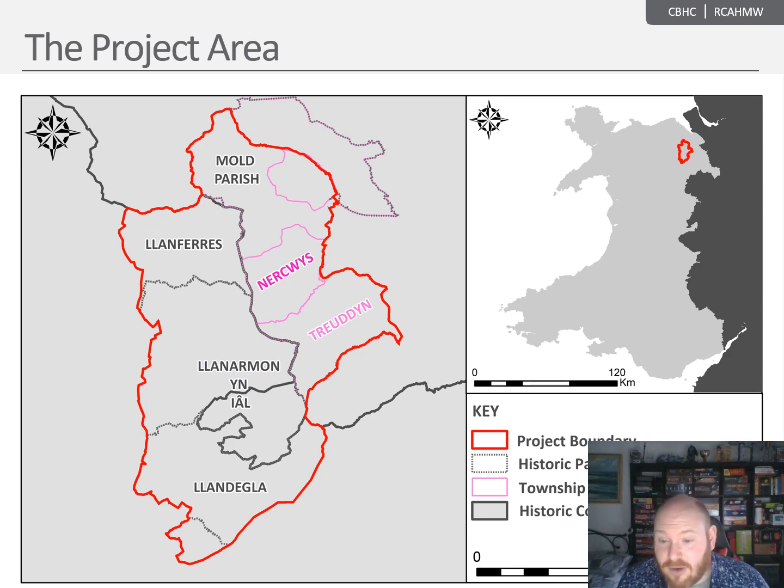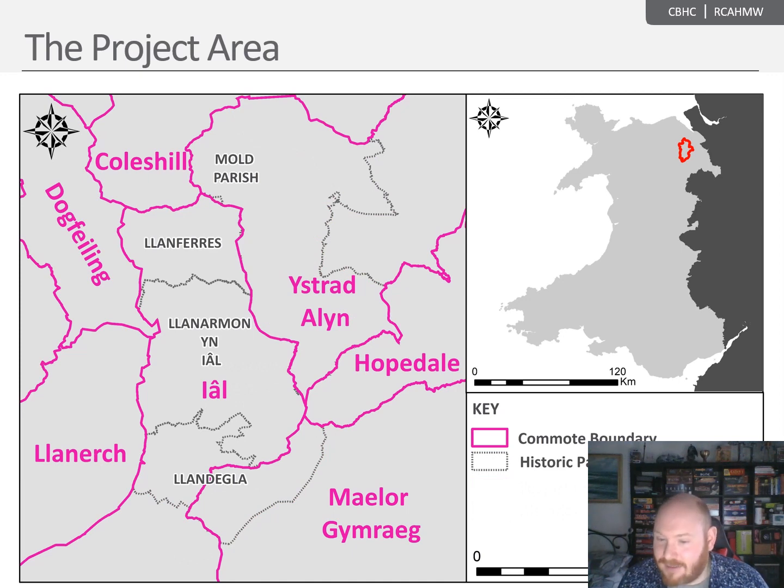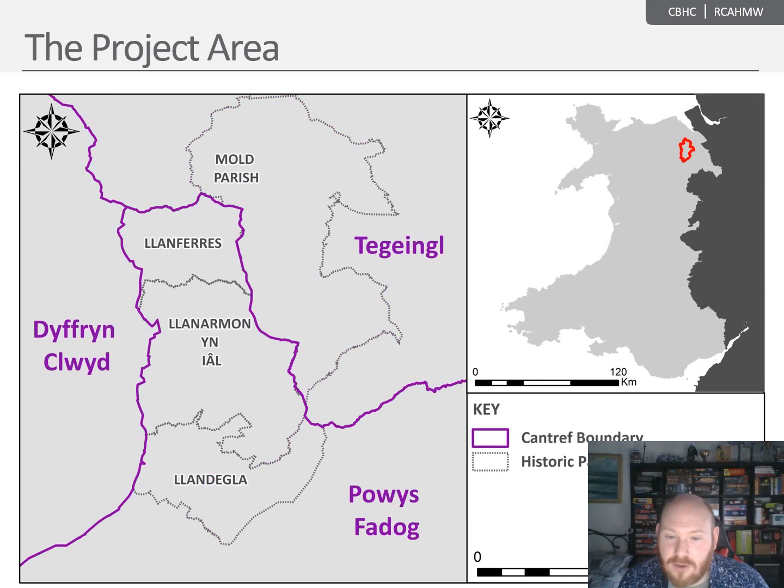But then also you've got the even older things. Prior to 1600, the Act of Union, you've got the commots and cantrevs. So you can see here, as we understand, although there needs to be a little bit of revision on these data sets, this is showing the commots of the area, and you can see that Llanferris, Llanarmon and Llandegla are all in the commot of Jarl, and Ystrad basically constitutes the majority of Mould. And then between those two, you've also got Tygengl and Powys-Fadog as the cantrevs. So again, being able to understand this area not only in terms of how landscapes developed, but also the administrative boundaries was important.